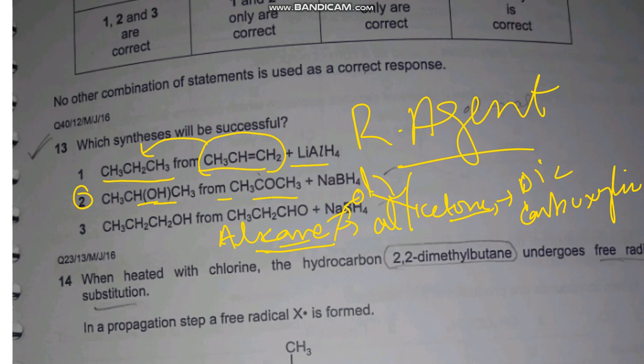So this is the order of oxidation, and NaBH4 is the reducing agent. So we can say ketone will be reduced into alcohol in the presence of NaBH4. In the same situation, aldehyde can also be reduced into alcohol. So 2 and 3 are the correct options. So C is the correct one.